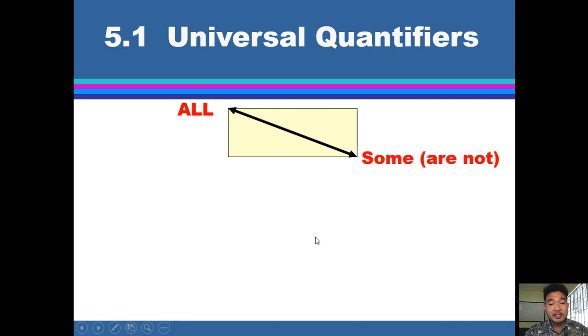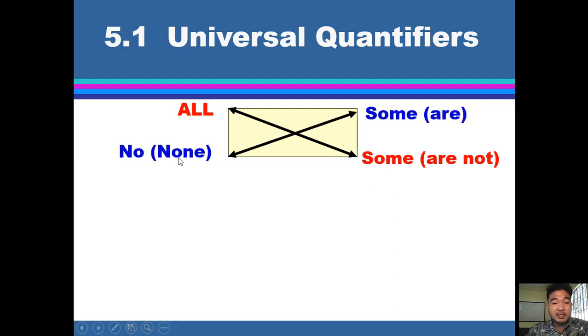Universal quantifiers. Take note of this. All, some, are not. And then, pag sinabi naman natin no or none, then some or are. So, take note of these universal quantifiers, okay? Pag all, some. Kapag no, that's some. So, sila yung magkabaliktad, ano?